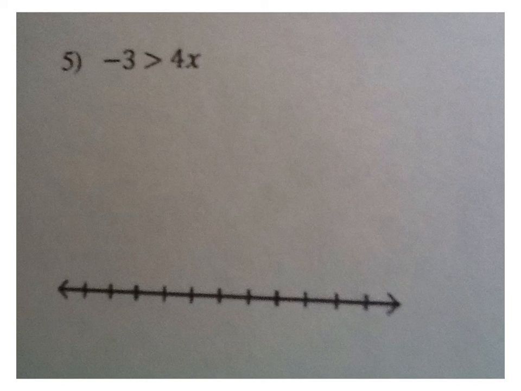Alright, there's a couple of tricky problems here. First step is you need to get rid of that 4. 4 is being multiplied with x, so you need to divide each side by 4. So on the right side, the 4's cancel. You're left with just an x. Now, negative 3 cannot be divided evenly by 4, so you're going to keep that as the fraction, negative 3/4.